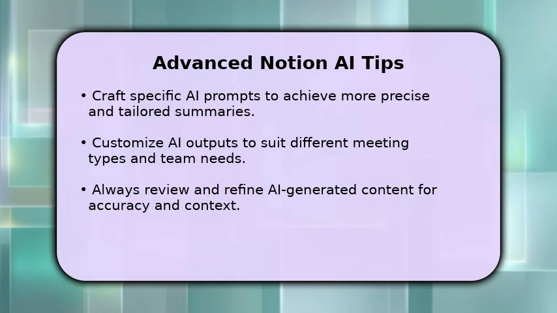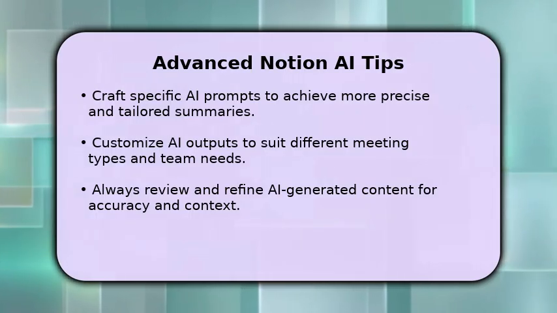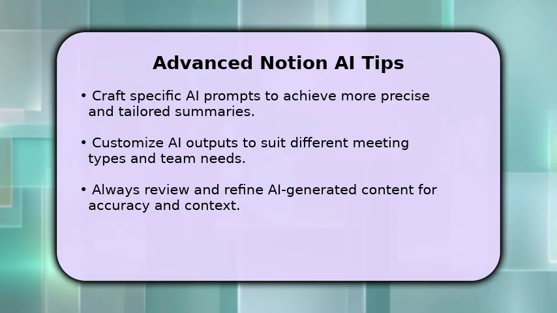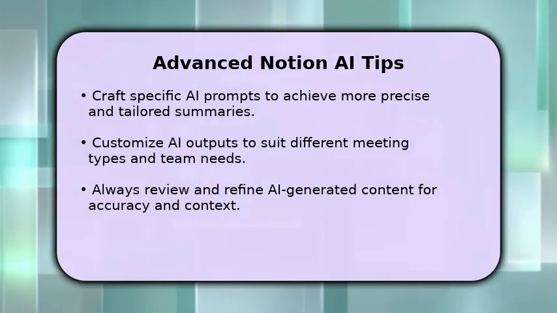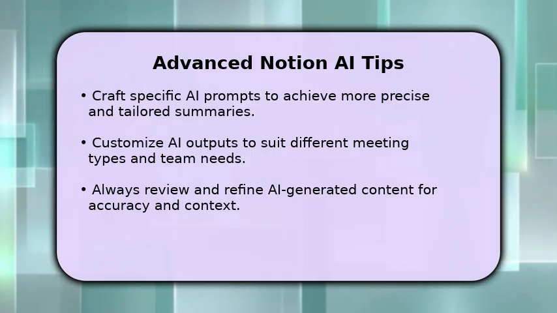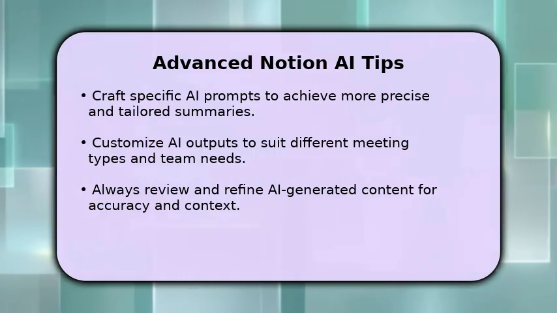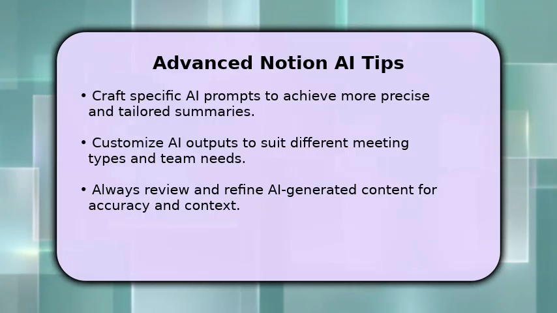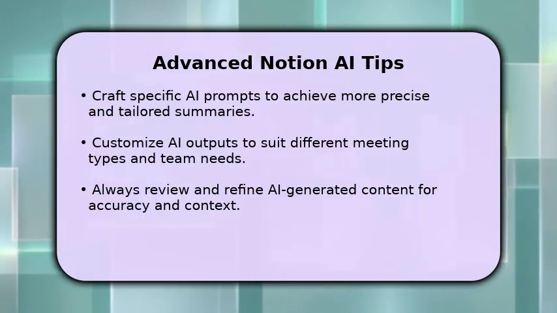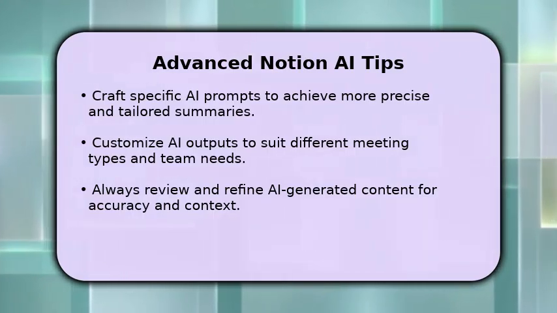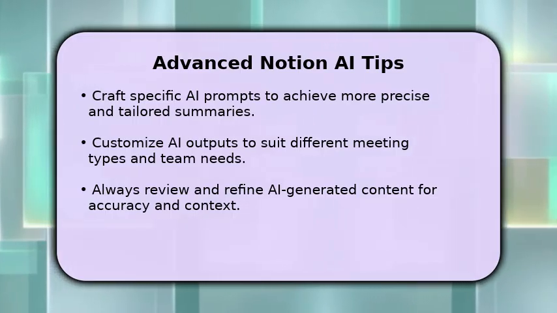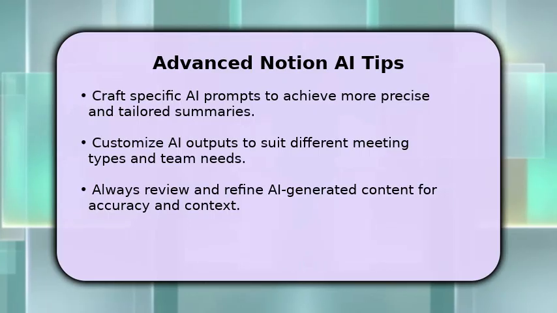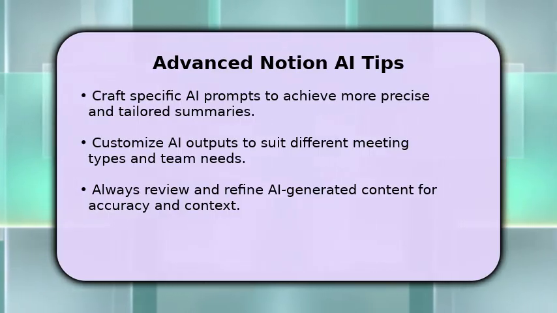Experiment with different AI prompts to get the most precise and tailored summaries for your specific needs. For instance, ask for a summary focused on decisions made or next steps. Customize the AI's output to match various meeting types, whether it's a brainstorming session or a project review. Remember to always review and refine the AI-generated content. While powerful, a human touch ensures accuracy and adds crucial context, making your notes truly invaluable.